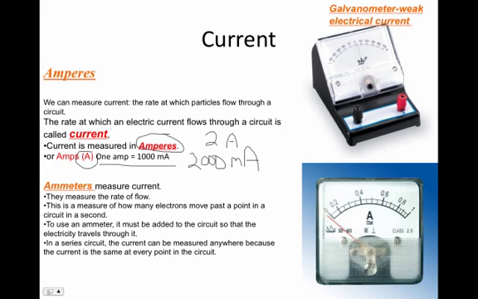So here's our ammeter. Believe it or not, when we're measuring weaker electrical current, we don't use an ammeter, we use something called a galvanometer. And I know this is a galvanometer because I can see the units of milliamps. However, when I look at this meter, it's measured in amps, and so I would call it an ammeter. So two different names for the devices: ammeter for stronger current and galvanometer for weaker current, which is in milliamps.